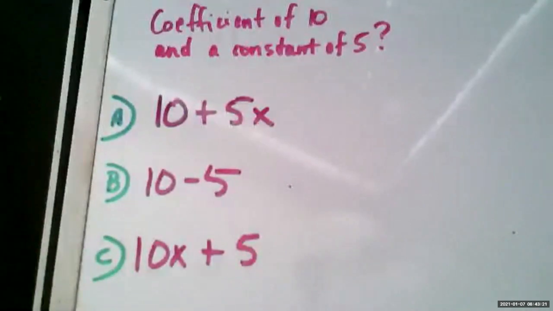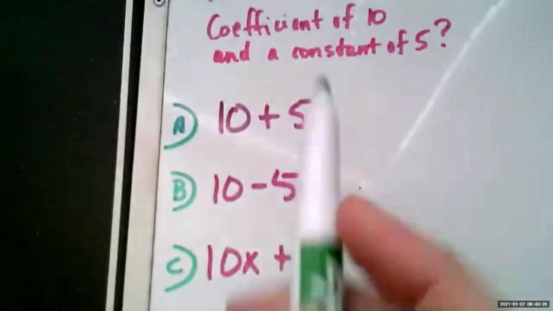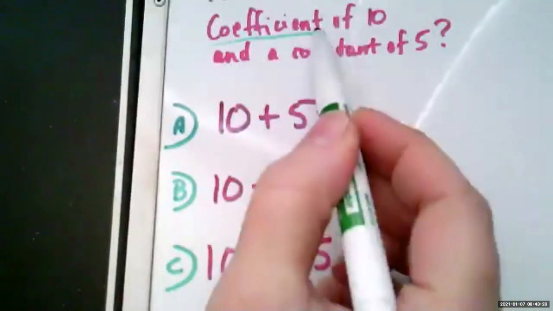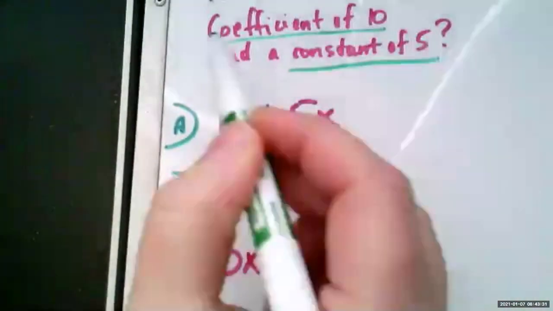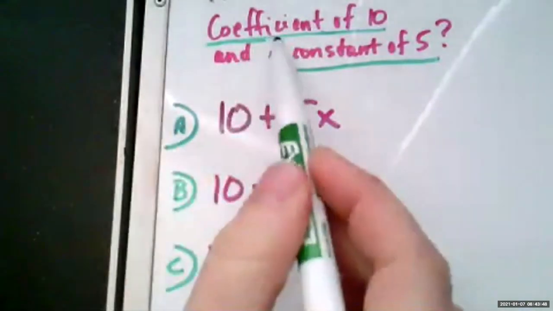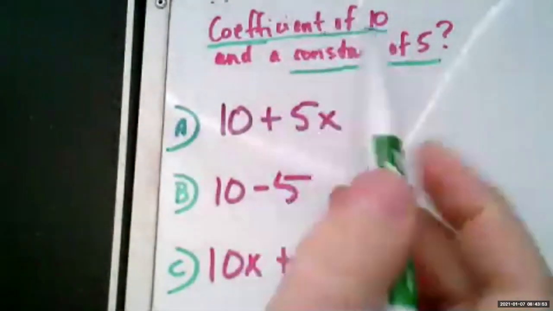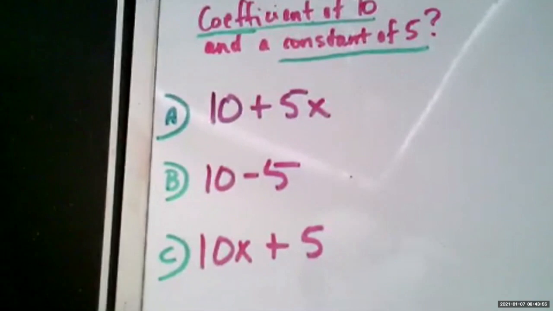Which one of these has a coefficient? Boy, I sure hope you guys can see that, okay. A coefficient of 10 and a constant of 5. Yes. Coefficient, remember, means it has to have a variable next to it. Okay, a letter next to it. A coefficient is always next to a variable. All right, so a coefficient of 10. Yes, most of you guys got that one right.